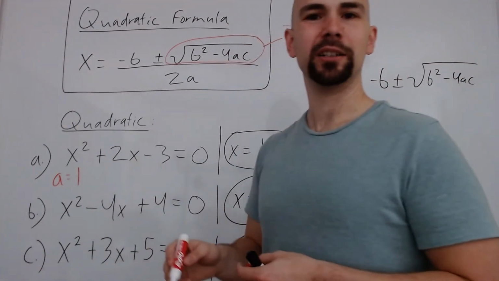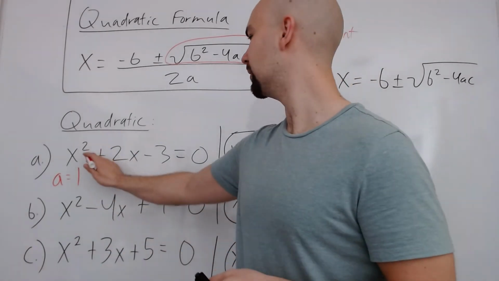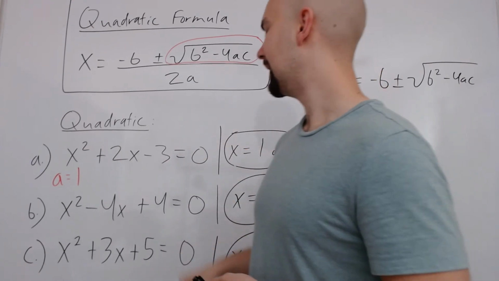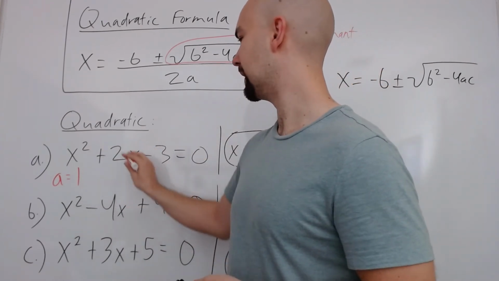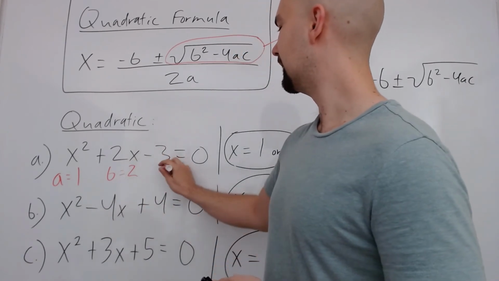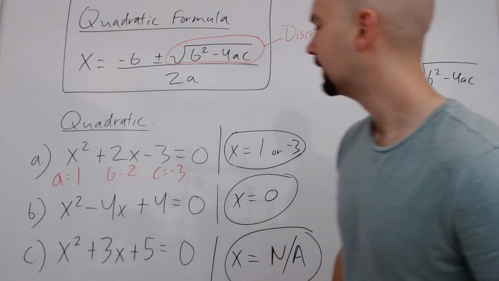What about our B value? That's going to be our next power. So that's why we said it in standard form. Power of 2, power of 1, power of 0 in terms of x. And then x to the power of 1 has a coefficient of 2, so B equals 2. And then negative 3 is left over, so C equals negative 3. All right.